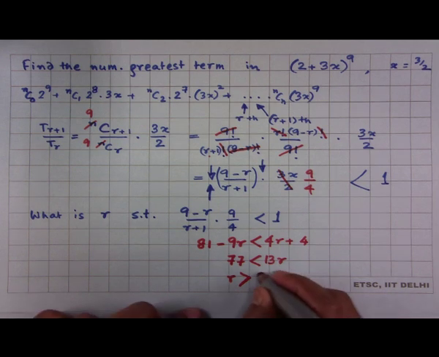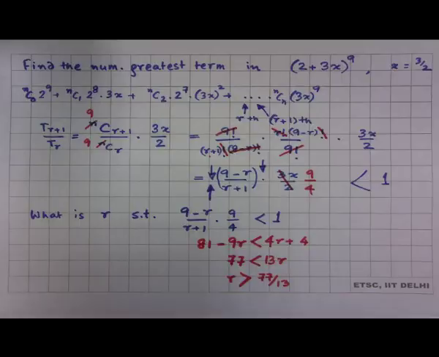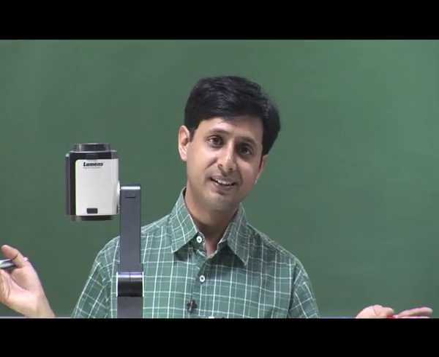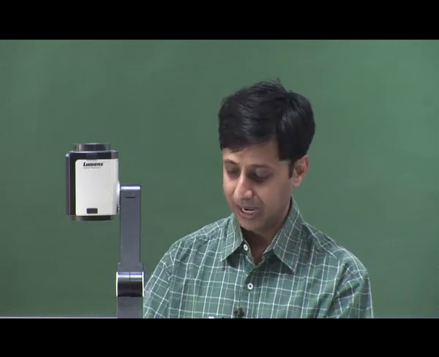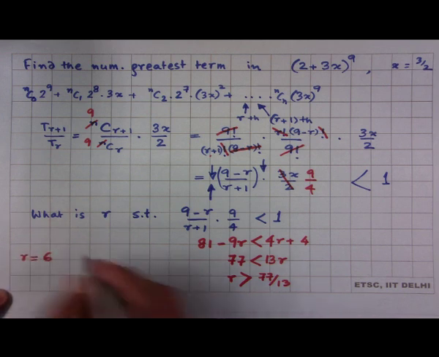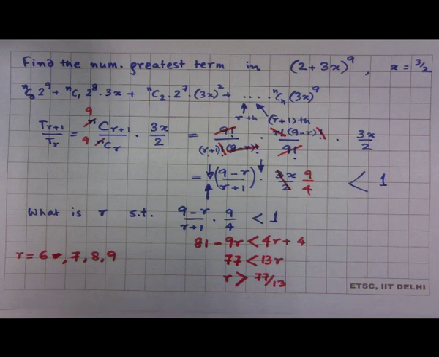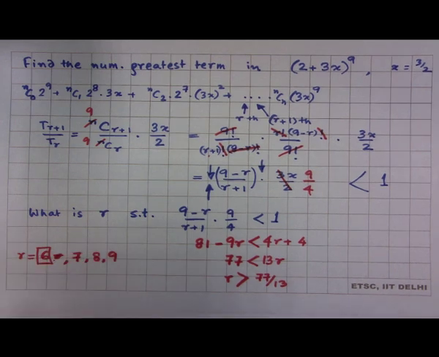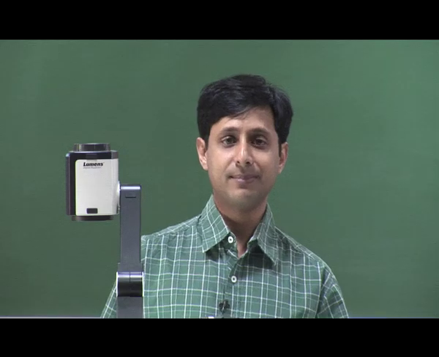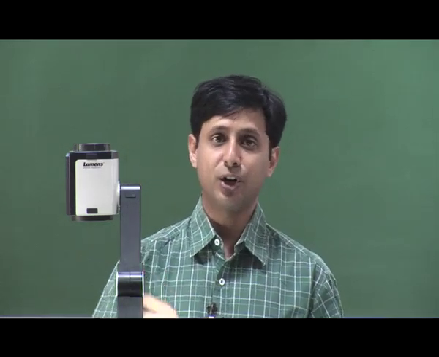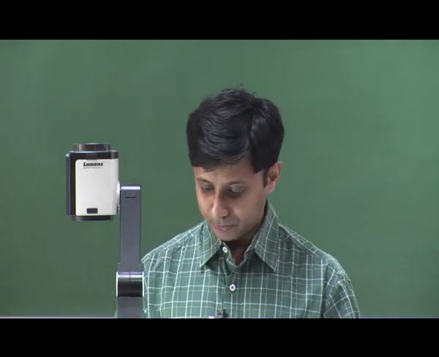What is that? 78 by 13 is 6, right. So, 6 is certainly larger than 77 by 13, correct. So, r equal to 6 is the first term. r equal to 6 will satisfy this, r equal to 7 will satisfy this, 8 will satisfy this, 9 will satisfy this, right. We are looking at the first point where T(r+1) by T(r) becomes less than 1. That is the edge at which you have got the numerically greatest term. So, the numerically greatest term is the sixth term in this case.